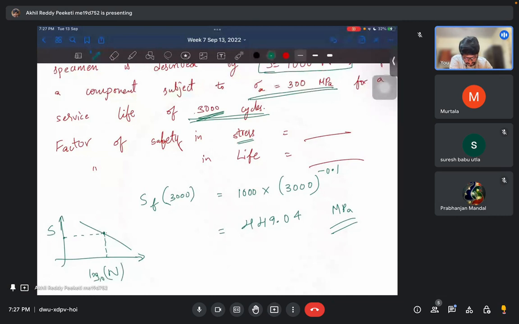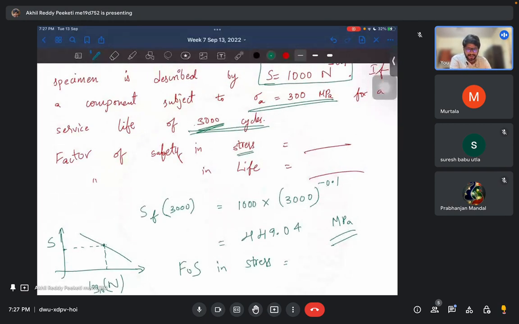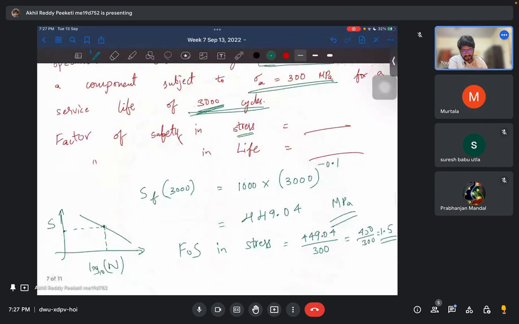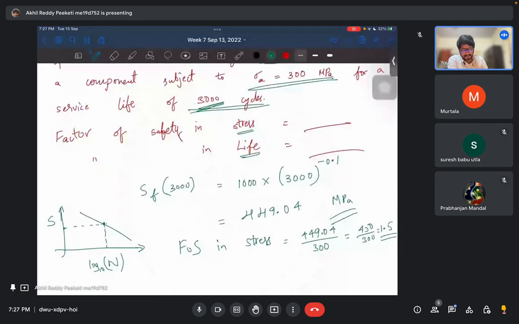Now the factor of safety in stress. What I mean is, when you are using it for 3000 cycles, unless you go to this load of 449 MPa, it won't fail. If you are below that, you are safe. So the factor of safety is 449.04 by 300, almost 450 by 300, so it's 1.5. This is the factor of safety in stress. Now when you are asked the factor of safety in life, and you are given an alternating stress of 300 MPa.